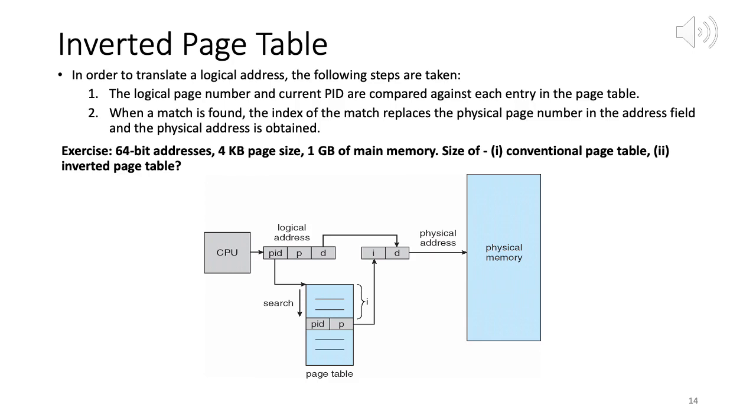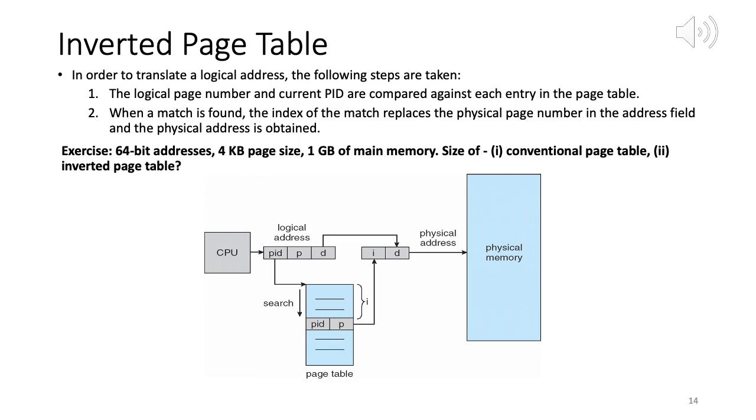So there is an exercise which you can look at, which perhaps we can discuss later. If you have 64-bit addresses, 4 KB page size, and 1 GB of main memory, what is the size of a conventional page table, and what is the size of an inverted page table? So you have 64-bit addresses, the page size is 4 KB, and the size of main memory is 1 GB. What is the size of a conventional page table, as we discussed earlier? And what is the size of an inverted page table? You can think about it. The calculation is simple, and we can discuss it later.